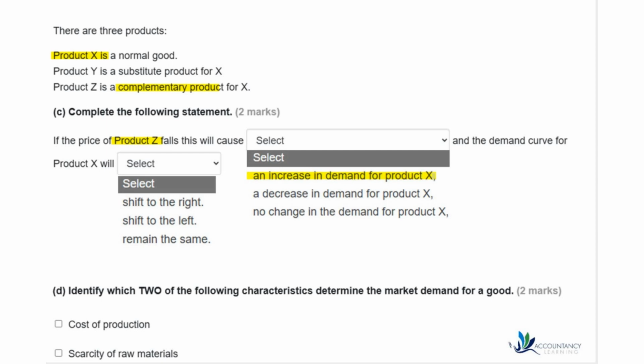The second part is the demand curve for product X will. Looking at product X again, because there's an increase in the demand for product X, it means that the demand curve is going to shift to the right. So more people will want product X, more people will want to buy it.